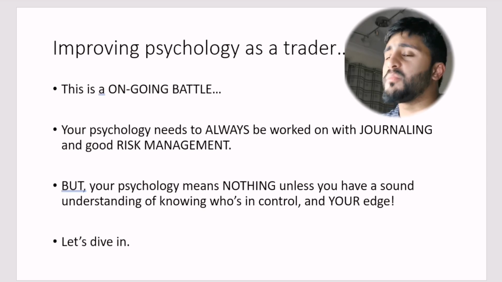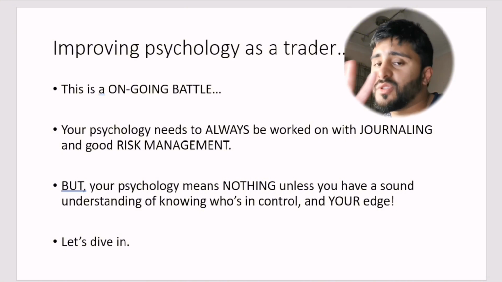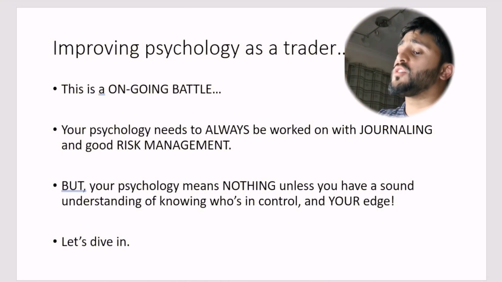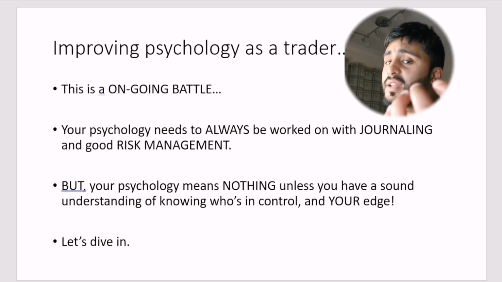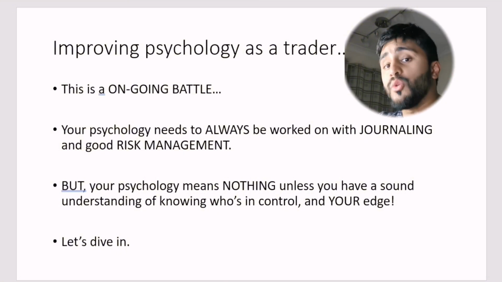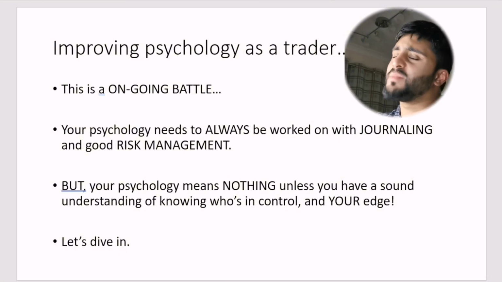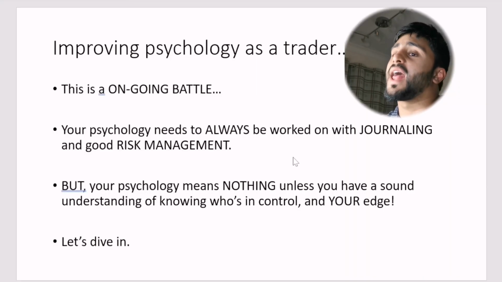If you want to improve your psychology as a trader, it's an ongoing battle. Your psychology always needs work. There are two things you can do to improve your psychology over time: journal not only where you go wrong, but where you go right, so you can double down on what's going right and eliminate what's going wrong. And risk management will allow you to stay in the game long enough for your journal to actually come into fruition. But psychology means nothing if you don't have an edge, and an edge comes from knowing who's in control, right? So with that being said, let's dive in.